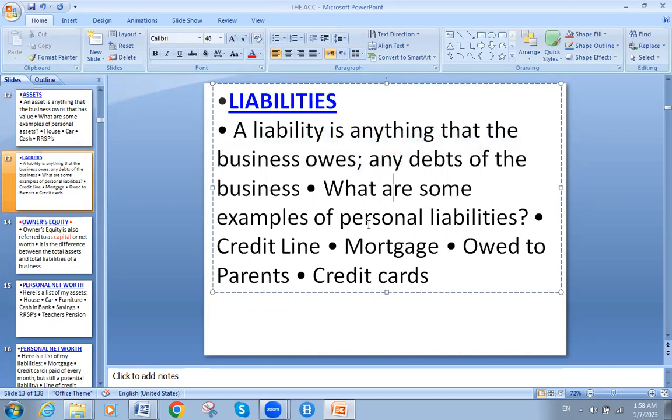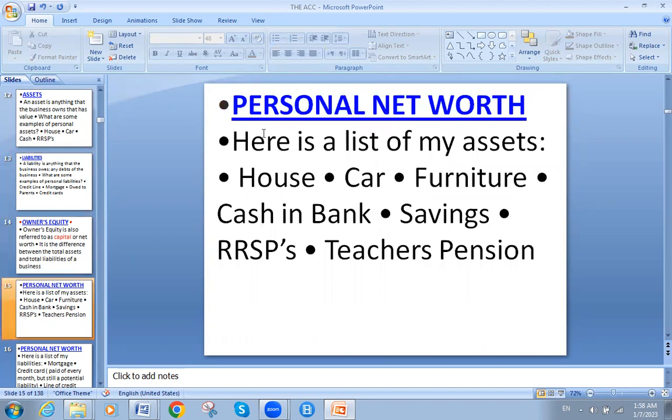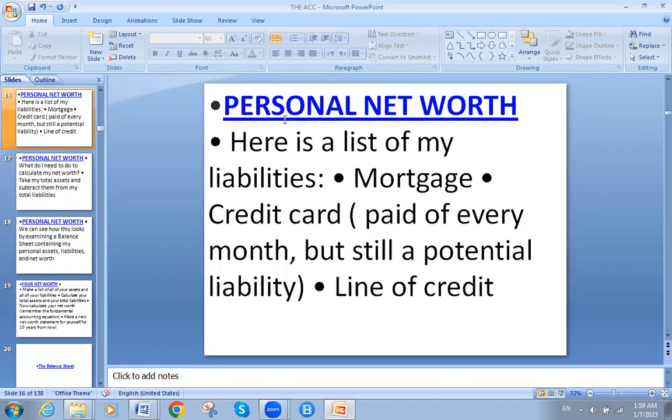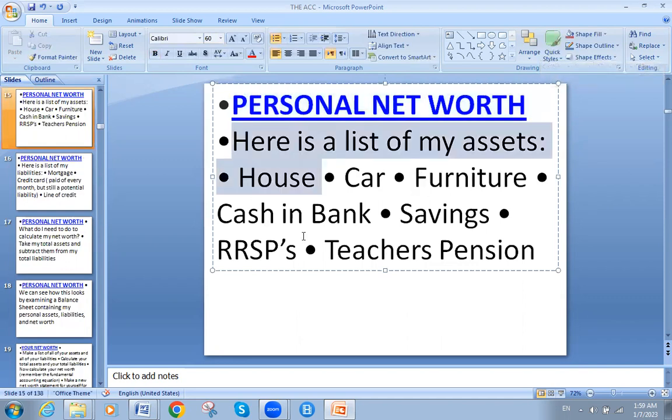Any debts, for example the credit line, the mortgage, all these credit cards, are examples of liabilities. Then we say the personal net worth. Here is a list of my assets: house, car, furniture, cash in bank, savings, RRSP, the teacher's pension plan. These personal net worth items are the assets. It's exactly like the company.